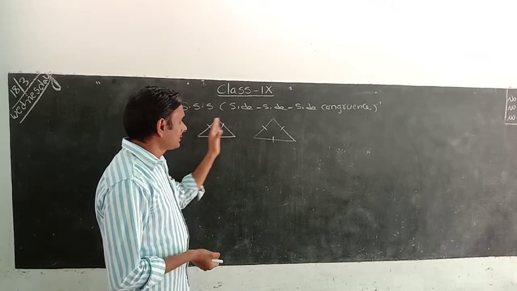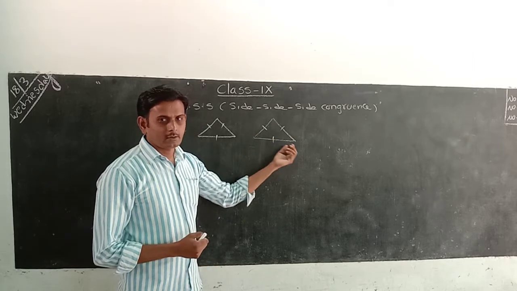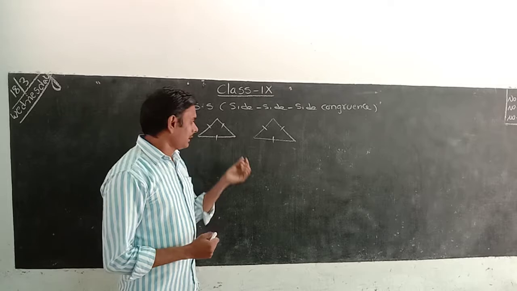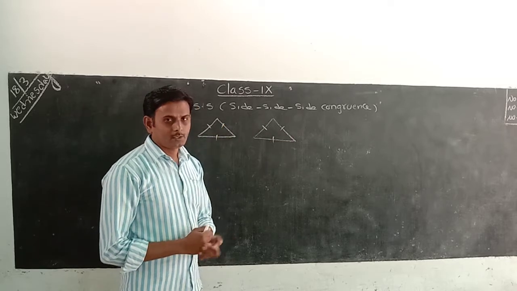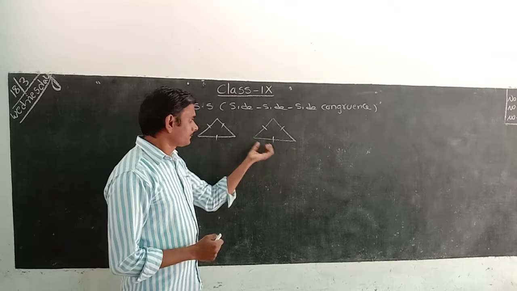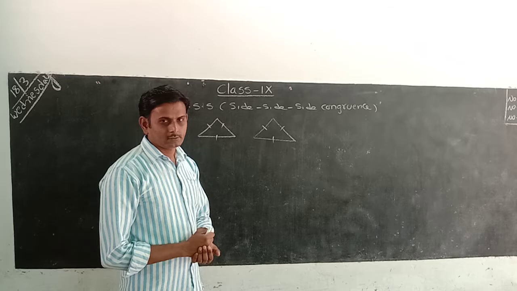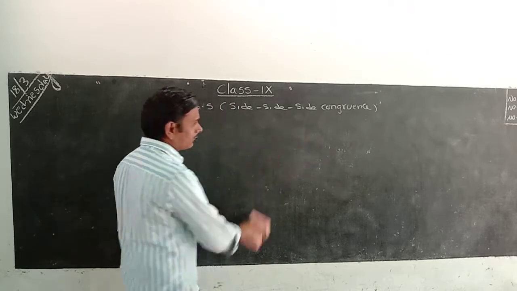That means every side coincides with the second triangle's side. Here three sides are coinciding, which means the three sides have equal length. Then those are called congruent triangles by using SSS. Okay, we will go for the second one.